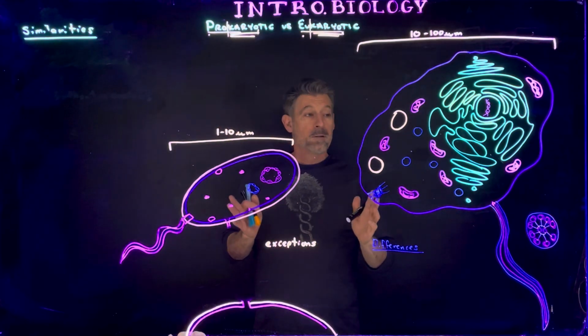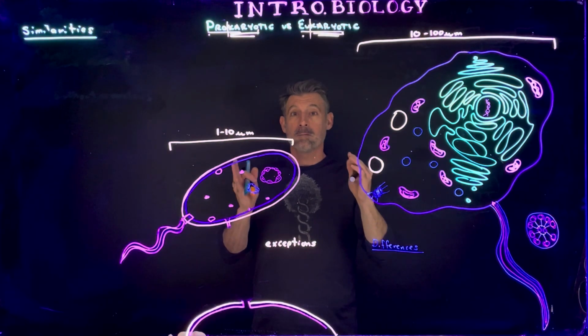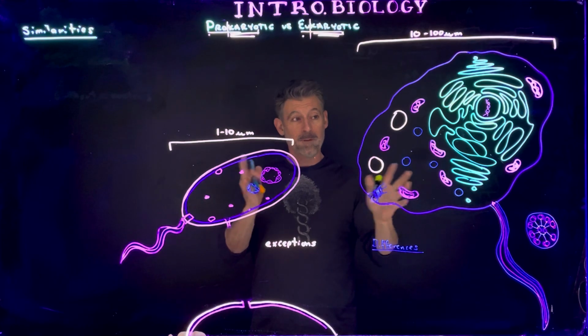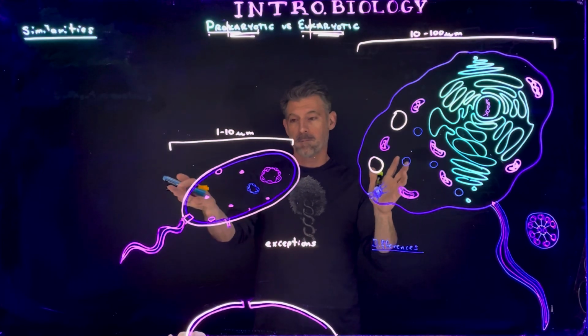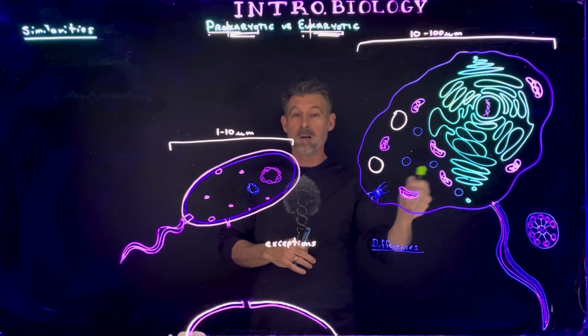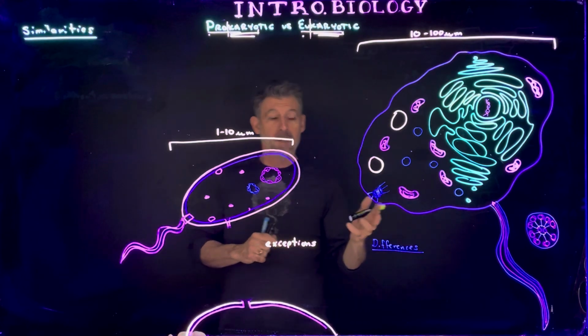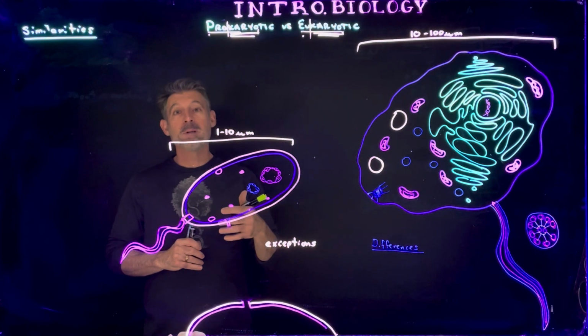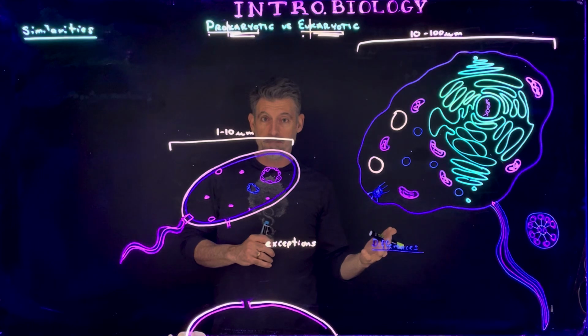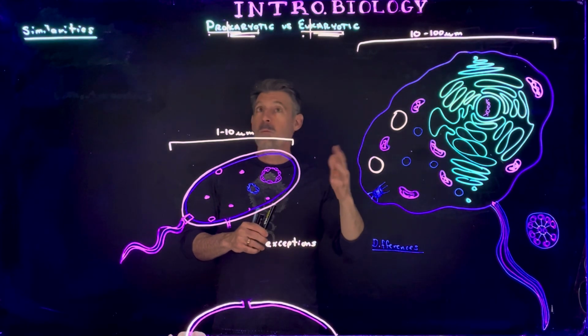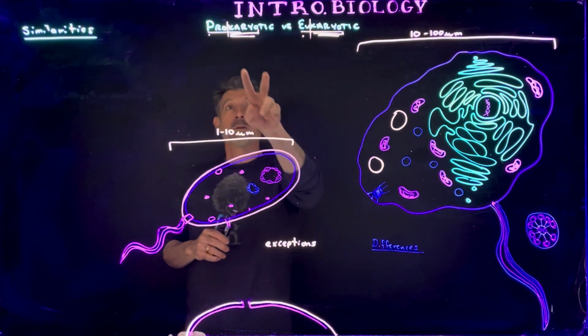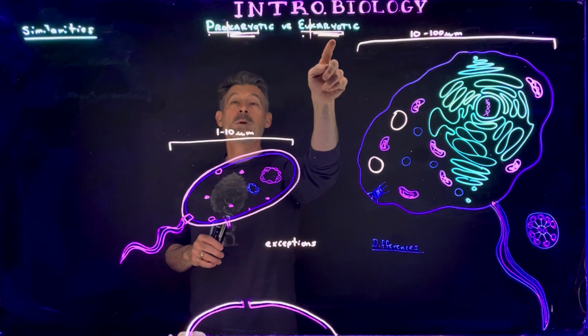All right, what we are going to do here is look at some of the structures within prokaryotic and eukaryotic cells. We're going to look at some of their characteristics, similarities between them, and differences between them. So first off is the name. Prokaryotic, eukaryotic.